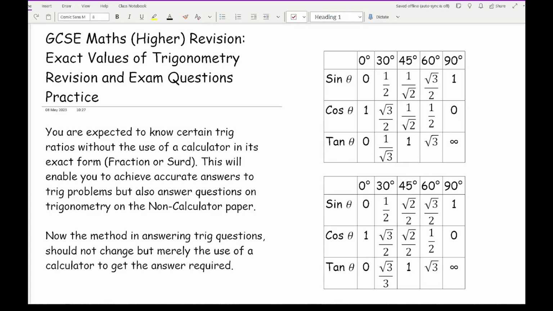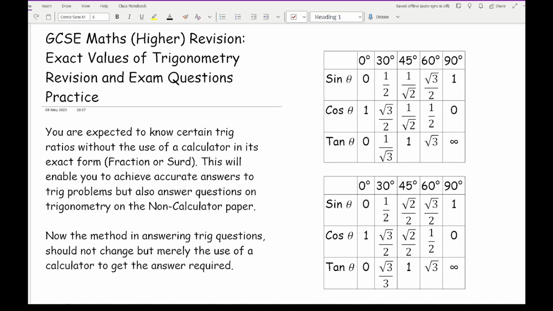Now, you are expected to know certain trig ratios without the use of a calculator in its exact form, and that be it either as a fraction or a surd, or in some particular cases as an integer of 0 or 1. Now, this will enable you to achieve accurate answers because there'll be no rounding involved in trig problems, but also answer questions on trigonometry on, unfortunately, the non-calculator paper because they do appear.